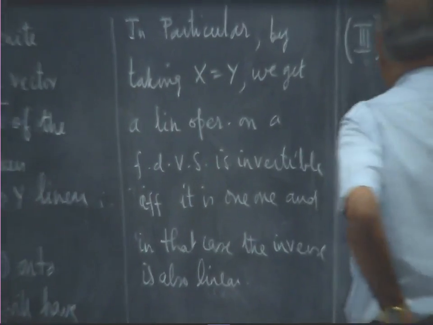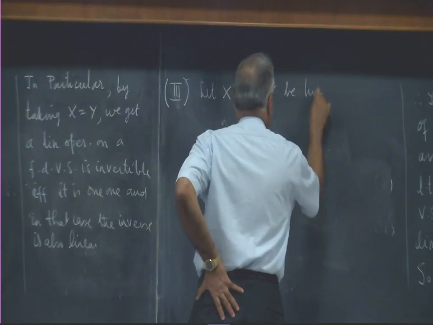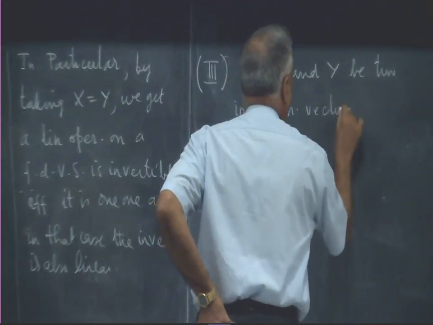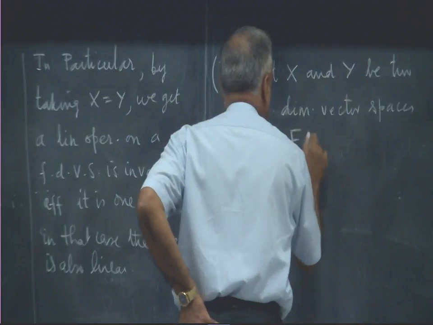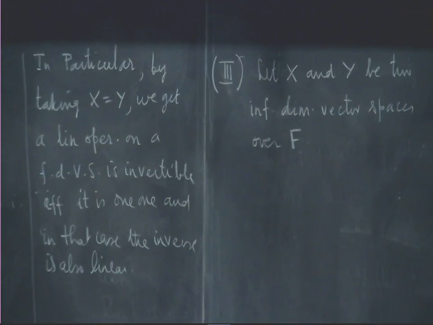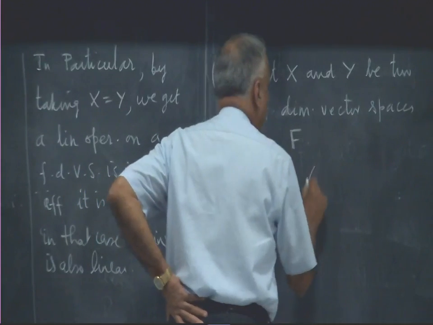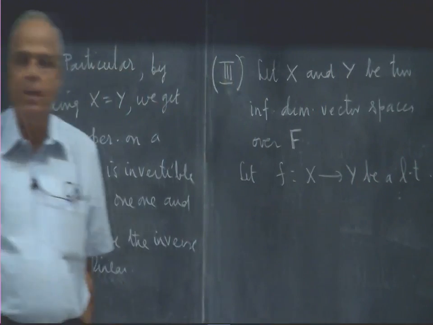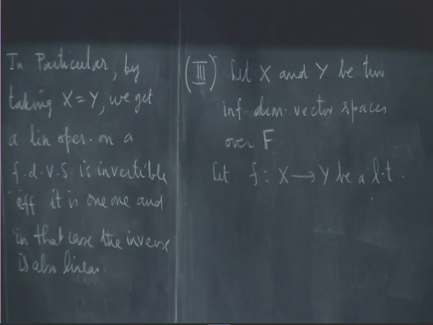So let x and y be two infinite dimensional vector spaces over F. I am looking at two infinite dimensional vector spaces, and let F mapping x to y be a linear transformation. So I have a linear transformation now between two infinite dimensional spaces.